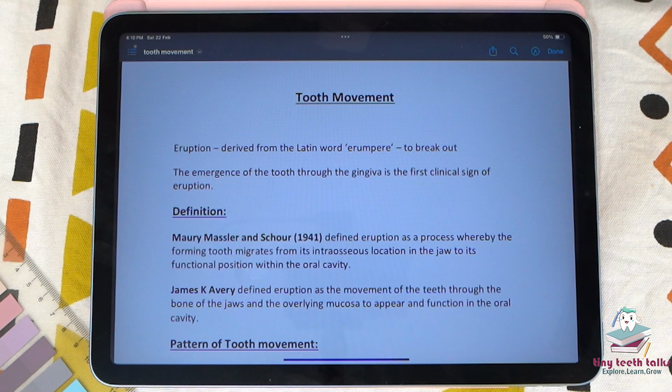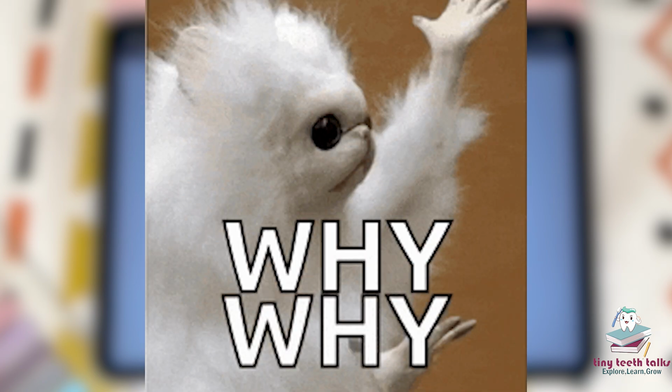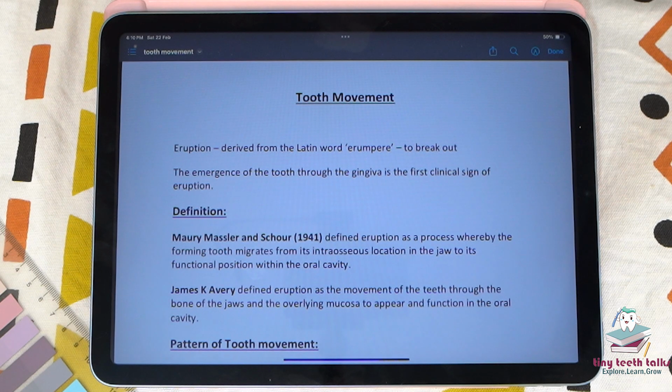Today we will discuss tooth movement. You may have wondered why we need to learn about this. It helps predict when and how baby teeth will be replaced by permanent teeth, ensuring timely interventions if needed. It aids in planning effective orthodontic treatments and helps maintain overall oral health by preventing issues like crowding, misalignment, and improper bite. Because through this topic, you will know what changes occur before, during, and after the eruption.